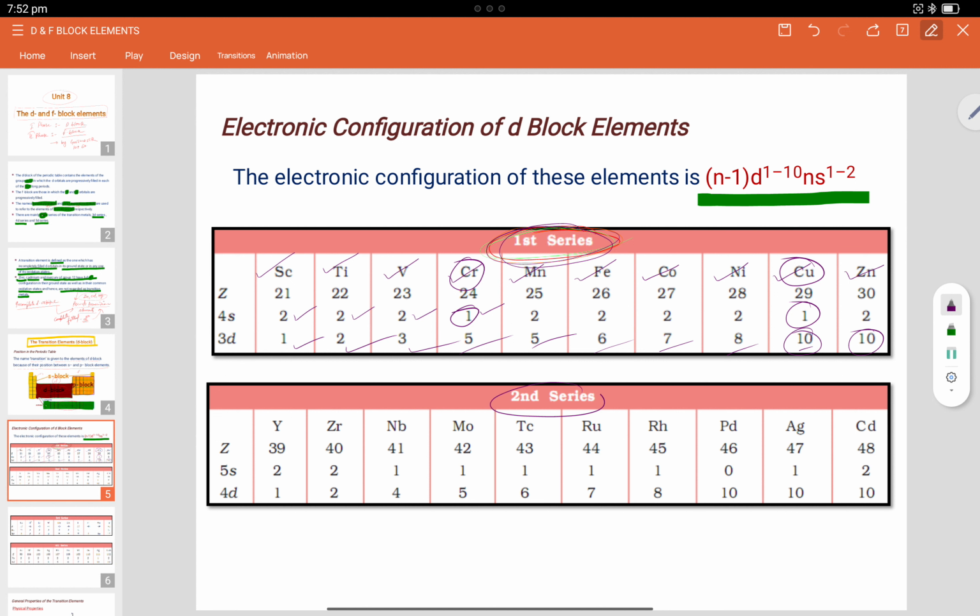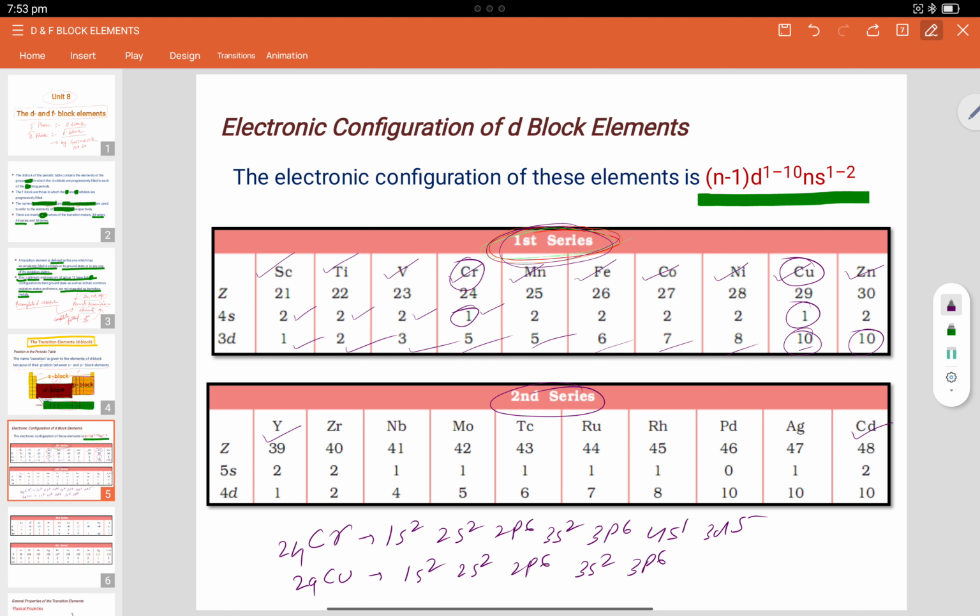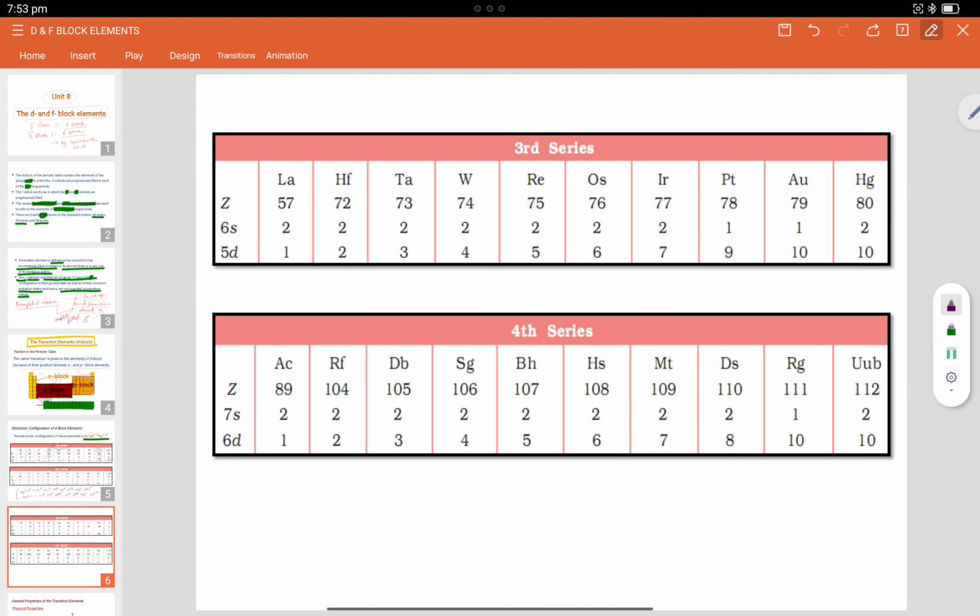Next, the 4d series starts with this and ends with cadmium. Electronic configuration is given, you can check. What is the electronic configuration of chromium? 24: 1s2, 2s2, 2p6, 3s2, 3p6, 4s1, 3d5. More stable electronic configuration. Copper 29: 1s2, 2s2, 2p6, 3s2, 3p6, 4s1, 3d10. So these are the two exceptional cases in the first series, the 3d series.